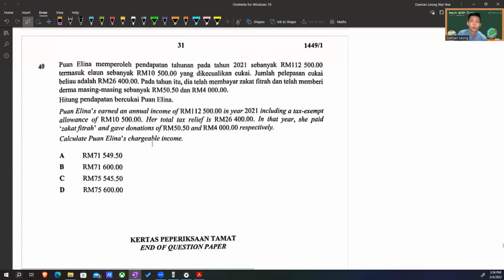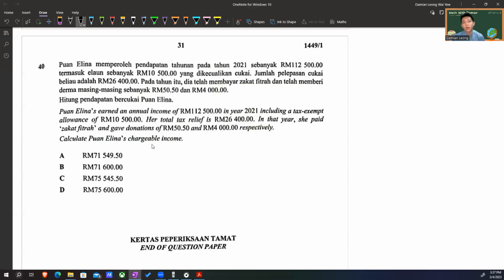And then question 40. Okay. So Puan Lina earns annual income 112,500 ringgit in 2021, including a tax exempt allowance 10,500 ringgit. Her total tax relief is 26,400 ringgit. In that year, she paid zakat fitrah 50 ringgit 50 cents and gave a 4,000 ringgit donation. So calculate the chargeable income.